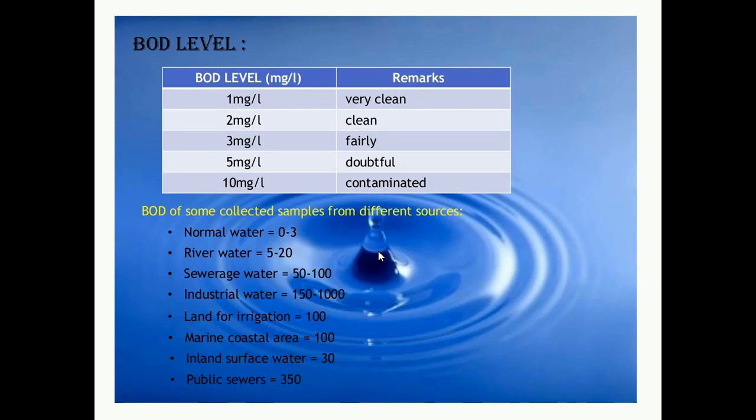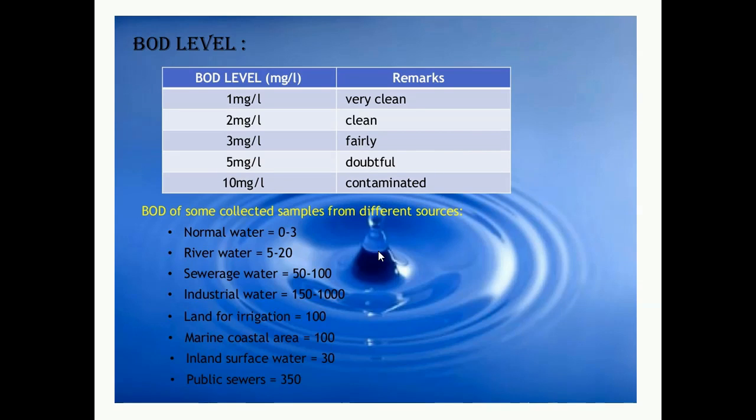BOD level and remarks. 1 mg per liter is very clean water. 2 mg per liter is clean water. 3 mg per liter is fairly clean water. 5 mg per liter is doubtful. 10 mg per liter is contaminated.